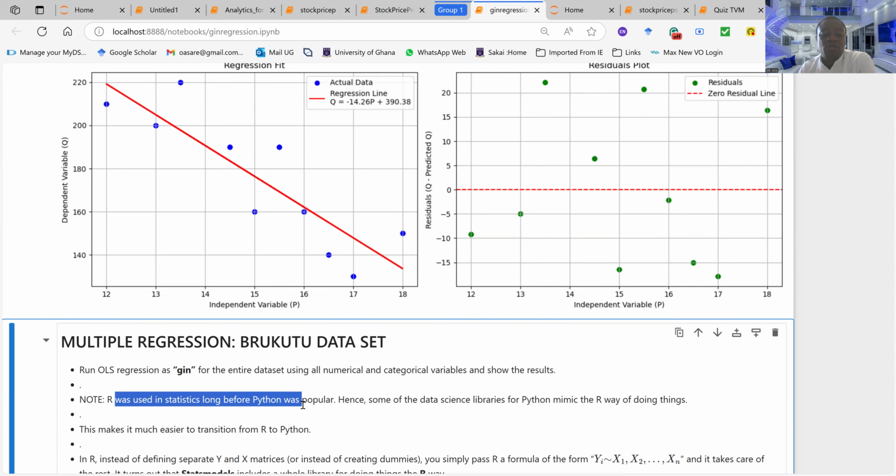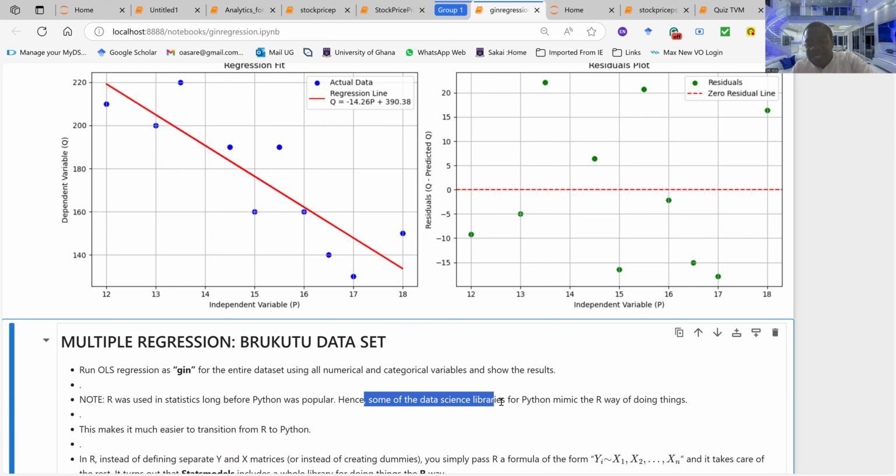You see, for Python, you need to convert all the dummies to numbers before you can estimate. But you don't have to do that in R. In R, you tell it and it will do it all by itself. It's a highly AI-driven mechanism. So I want to use R for it. Some of the data science libraries for Python copy the way R behaves. And this makes it very easy to transform from R to Python, but not the other way around.